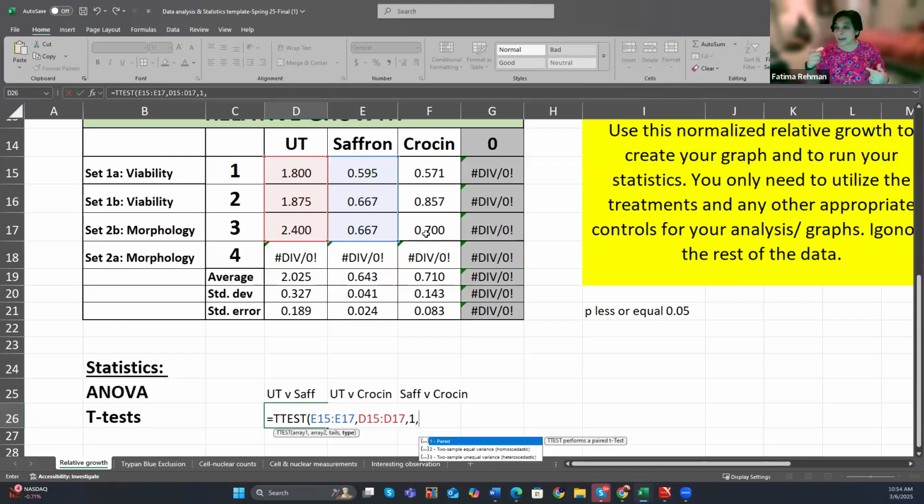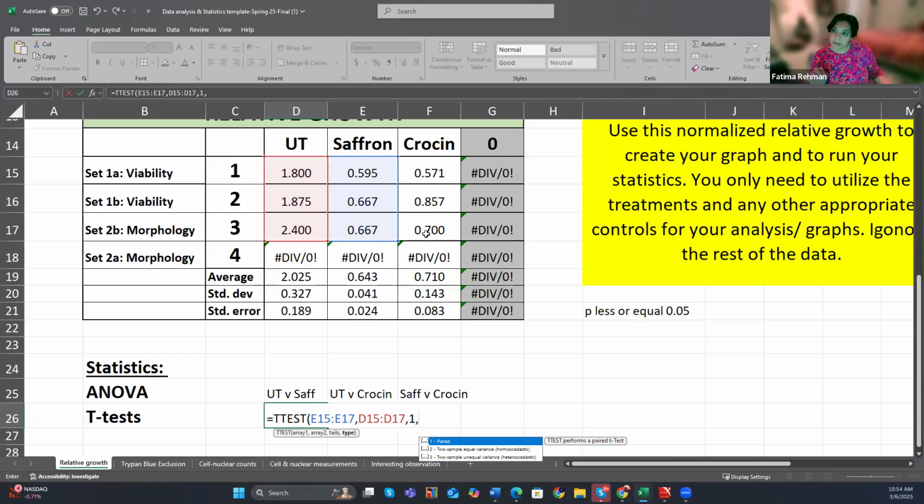But you will again think about your hypothesis and then decide which one would be applicable to you. And then the last thing that you want to select is whether it is a paired, two sample equal variance, or two sample unequal variance comparison.